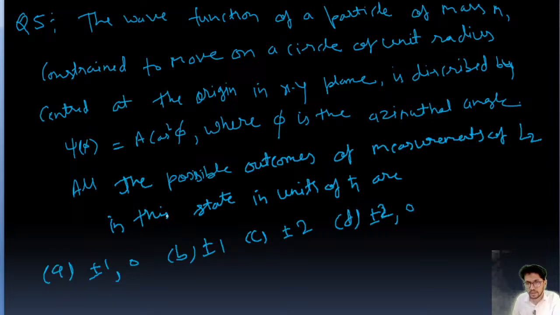Okay, this is the question, guys. So the wave function for a particle of mass m is given, which is constrained to move on a circle of unit radius centered at origin in the xy plane, described by the wave function psi phi equal to A cos square phi, where phi is the azimuthal angle. You need to find all possible outcomes of measurements of Lz, that is the Z component of angular momentum in this state, in units of h cut. Okay, simple question, and I'll tell you how to solve it.